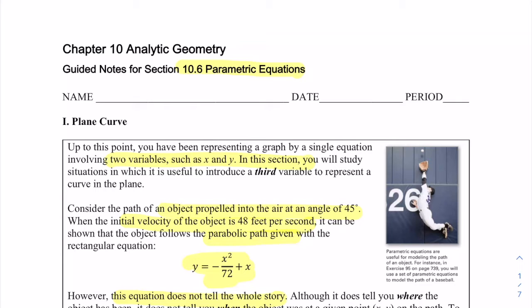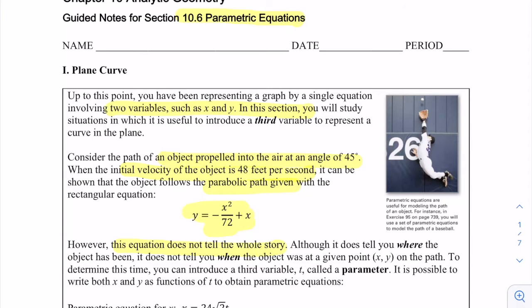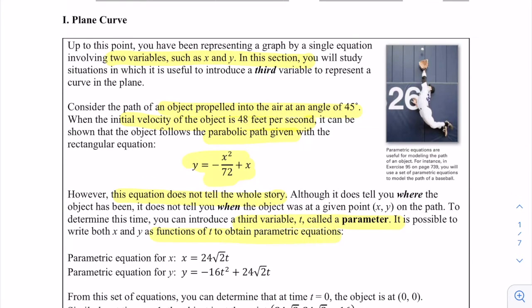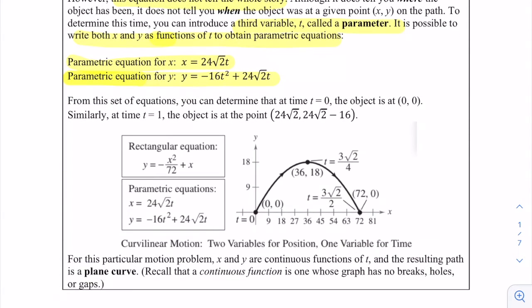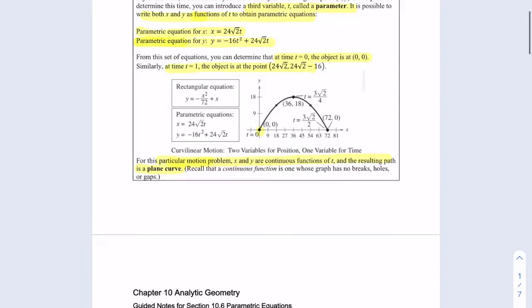So if we introduce a new variable, a third variable like t, which is called a parameter, we can actually describe these functions with more detail. So the parametric equation for x would be 24 root 2 times t. The parametric equation for y, negative 16t squared plus 24 root 2 t. Now we can see that on the graph, we still have the same parabola that we're used to seeing, but now we can have more detail.